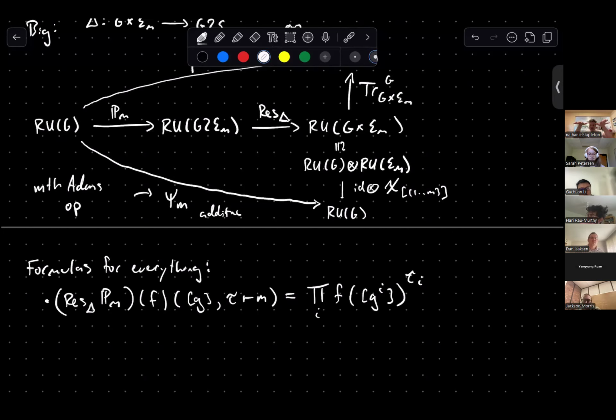And the way we identified a conjugacy class in G raised sigma m with a decorated partition was by putting the g's in coordinates which correspond to a cycle all together, bringing them all to one side, which, if I have a bunch of g's there, exactly raises them to a power. And so that's where that g to the i comes from.